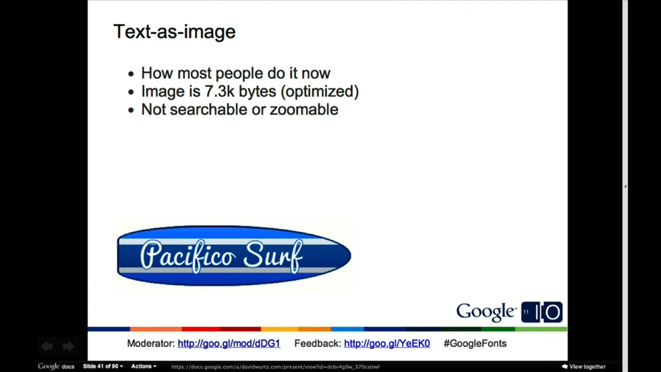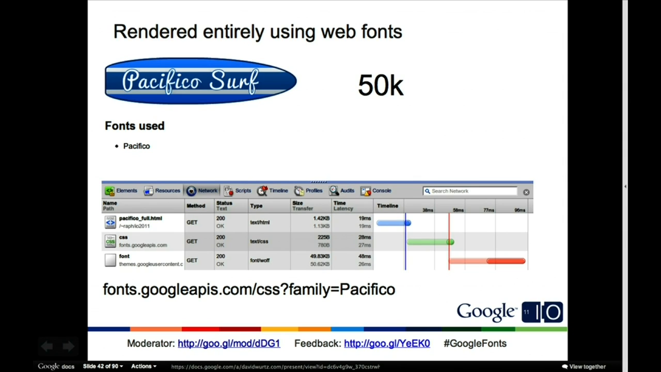And how would you do this the old way? How would you do this before web fonts? You'd make an image out of it. And I'm going to talk about how fast is this? That really comes down to how much is the payload? How many kilobytes is this that have to be transferred from the server to the user's browser? Of course, when you do text as image, it's not searchable or zoomable, but you can still get it down to about 7.3K in this particular case. That's pretty heavily optimized. So now let's do the same thing with web fonts.